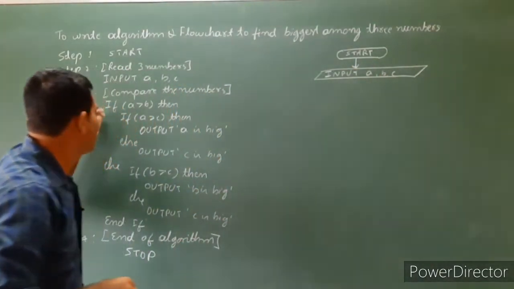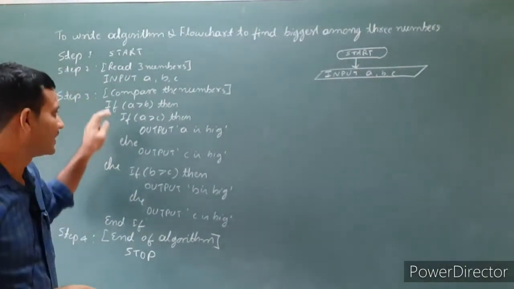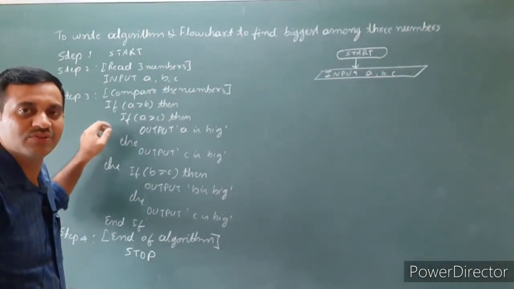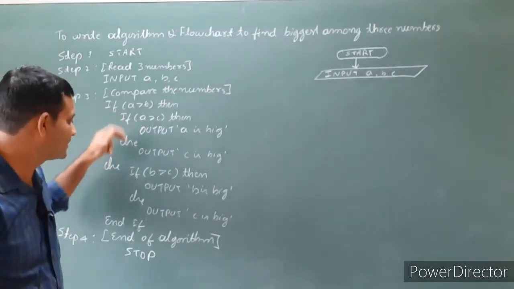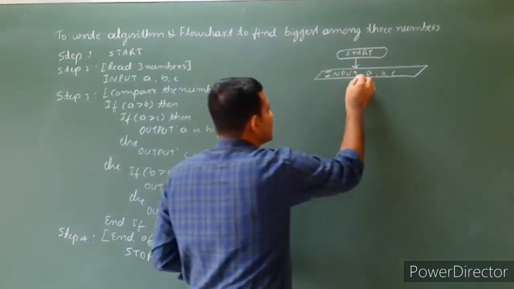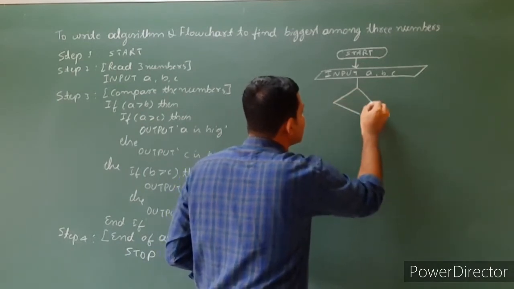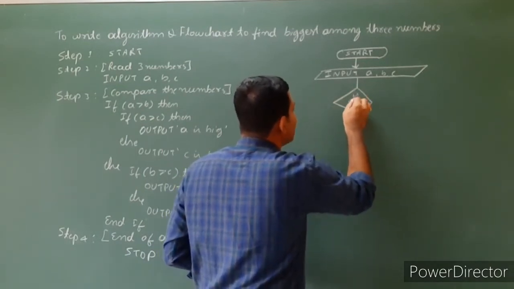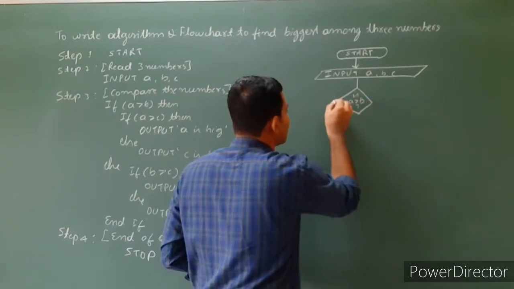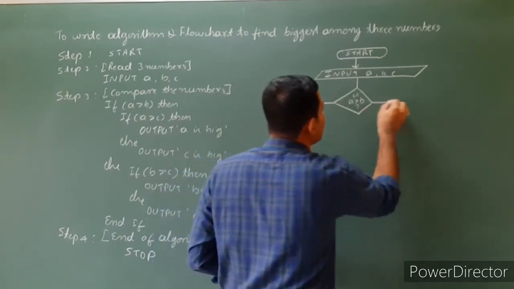Next we have to compare the numbers. To compare the numbers, we use decisions. There are three decisions. The first one is A greater than B question mark? It has true and false.